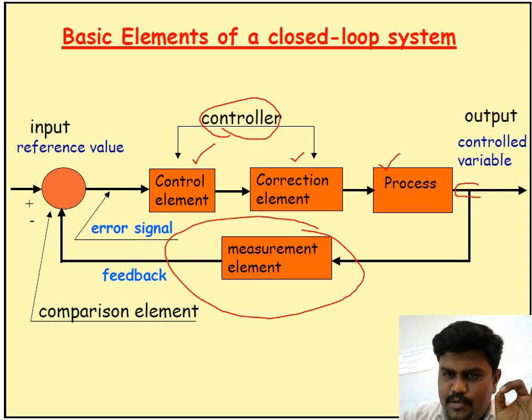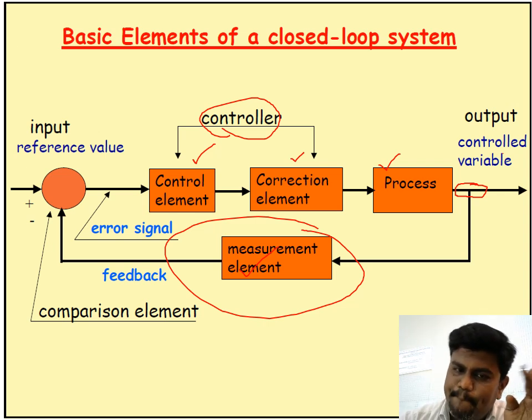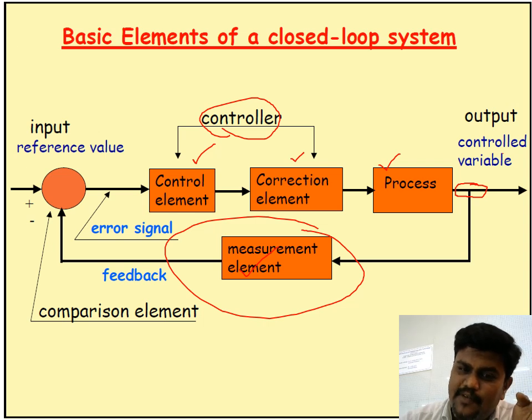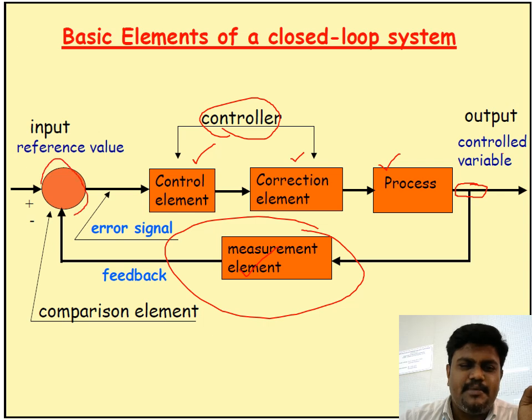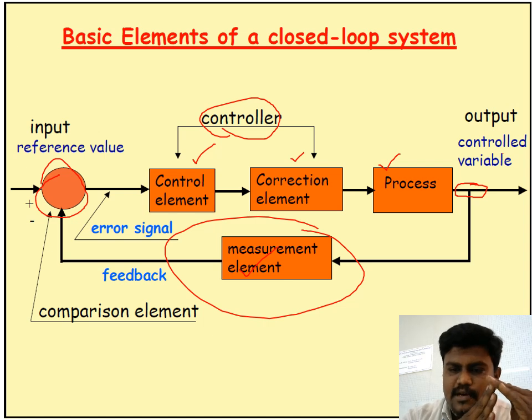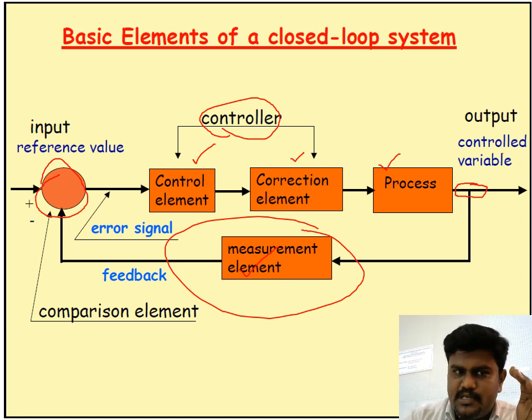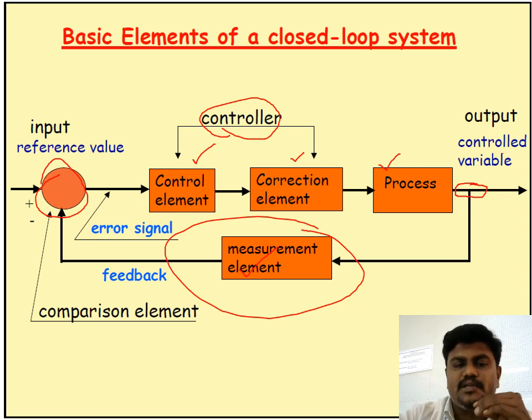So before getting your output, or while getting your output, you can sense some sort of output signal through a measurement element, which is nothing but your transducer. The measuring element is your sensor, and it converts that signal into some form of electrical signal with the help of a transducer. That transducer gives a signal to the comparison element. This comparison element compares the new signal coming out of your output with your reference value or set value, and it gives the new value to the control element. So this is how the closed loop control system works.